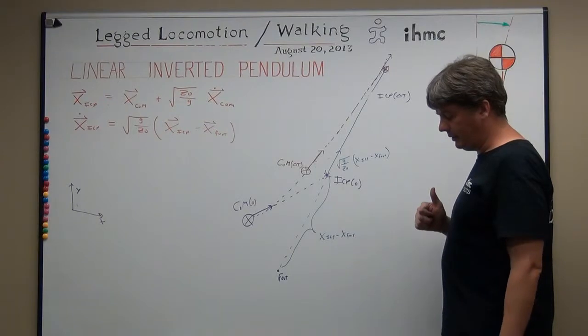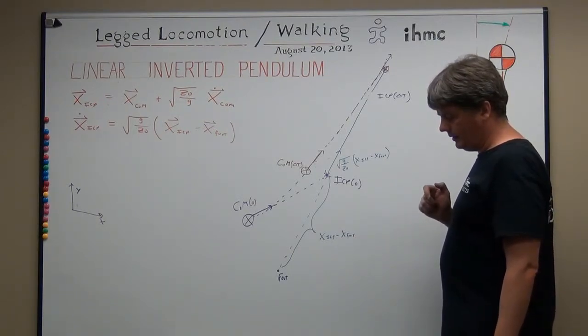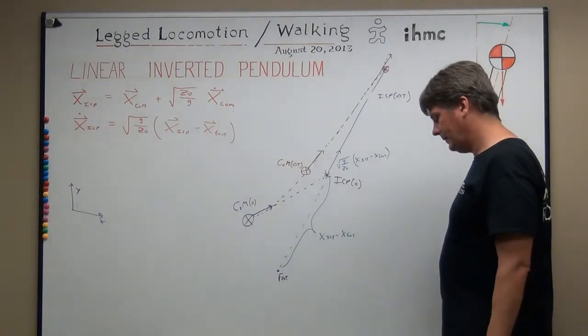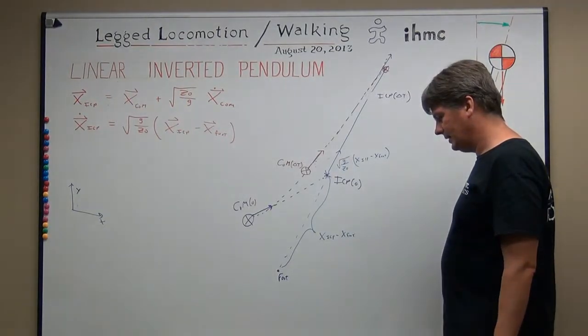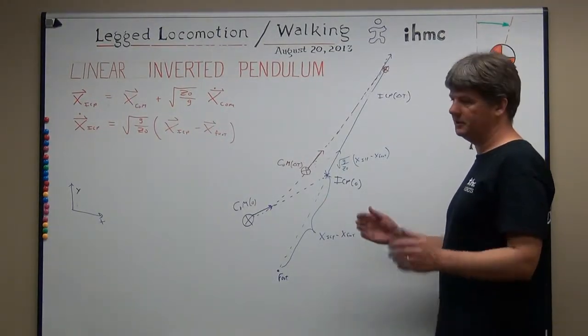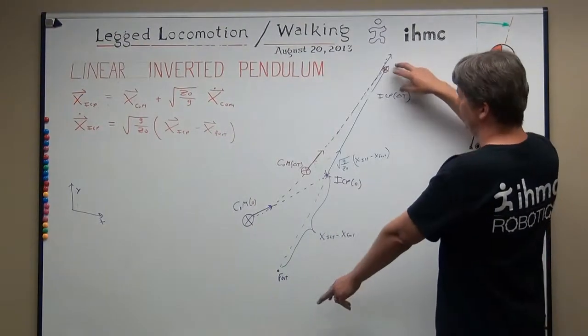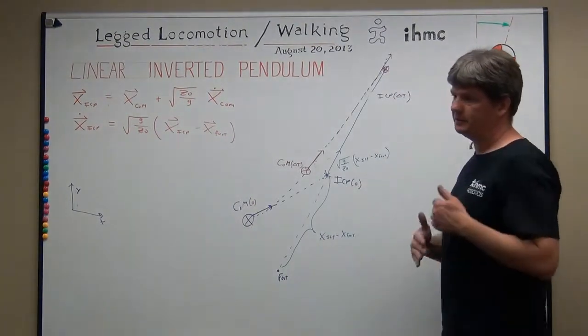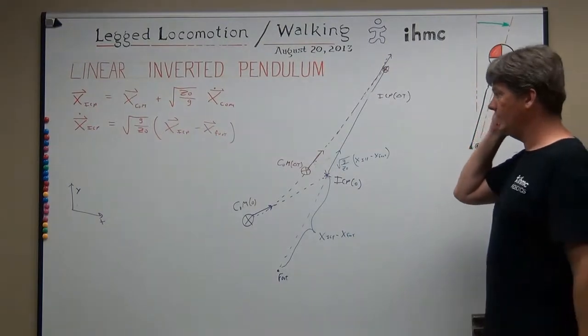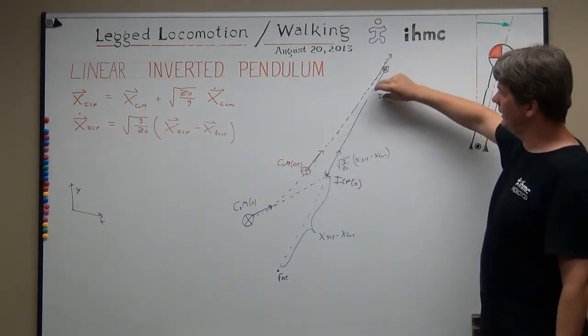Another name people have for the instantaneous capture point is the foot placement estimator. It's not the uncontrollable dynamics, but the divergent dynamics. The instantaneous capture point is the divergent dynamics. It's diverging, going off to infinity, whereas these are the converging dynamics.